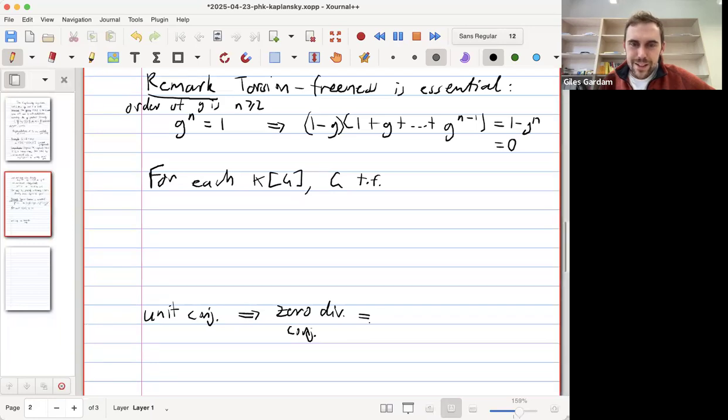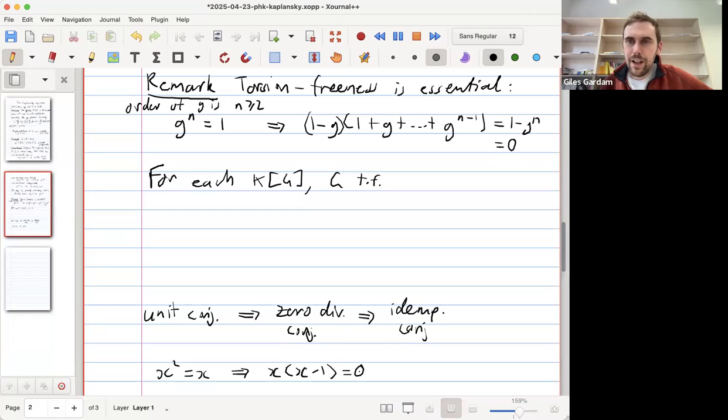But then what isn't very difficult to prove is that if the zero divisor conjecture is true, then the idempotent conjecture is true. The reason for this is just a simple contrapositive. If the idempotent conjecture fails, and I have some non-trivial idempotent x, then I can just rewrite that equation as saying that x times x minus 1 is 0. And the assumption that x is a non-trivial idempotent is exactly the same thing as saying that none of these two factors is 0. So that's why I now have non-zero zero divisors.